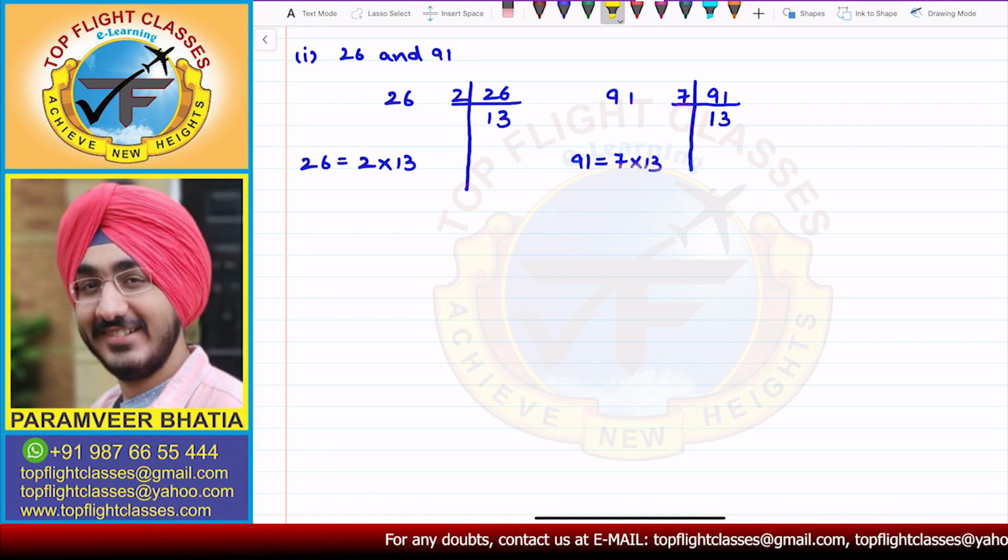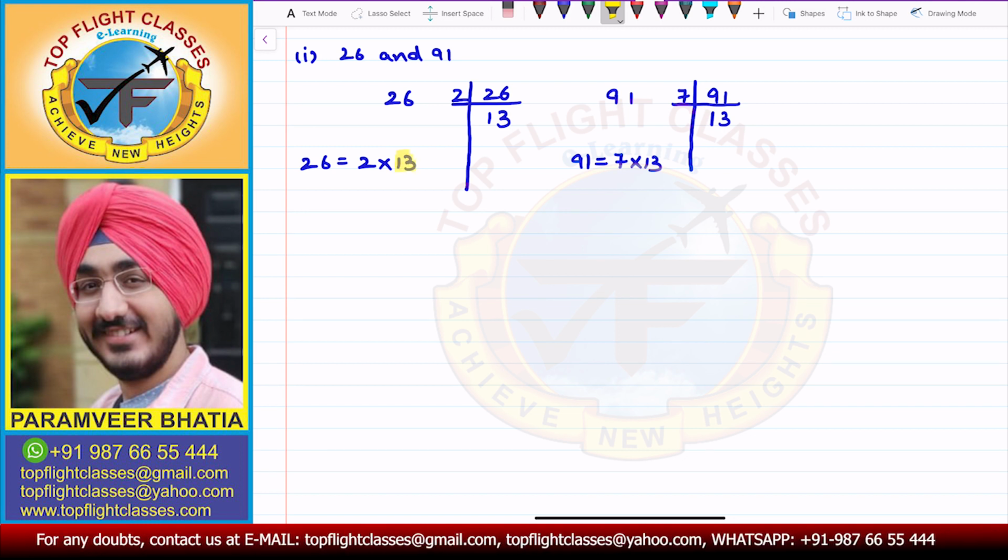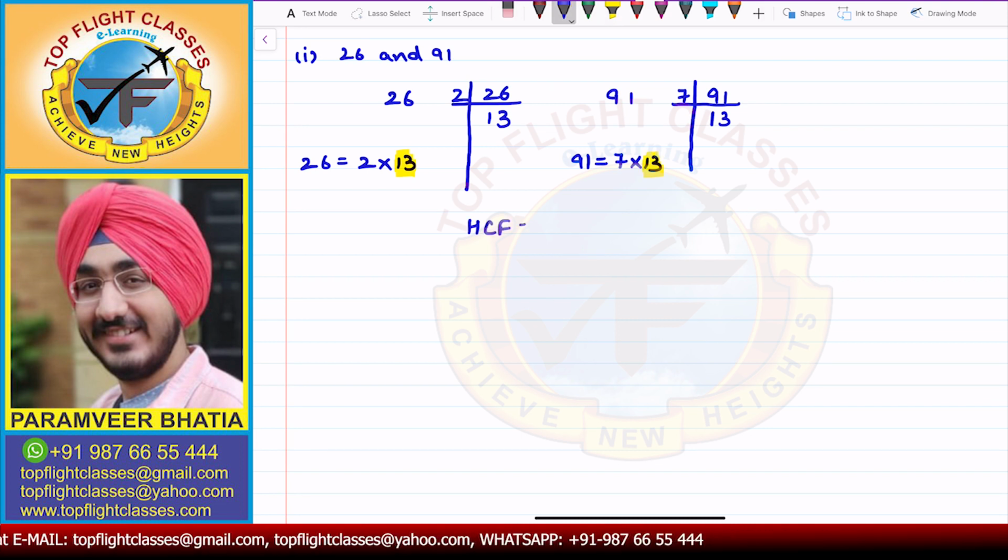Now for the HCF, we have to take the product of the smallest power of the common factors. The common factor here is 13. So that will become the HCF. So the HCF in this case will be equal to 13.